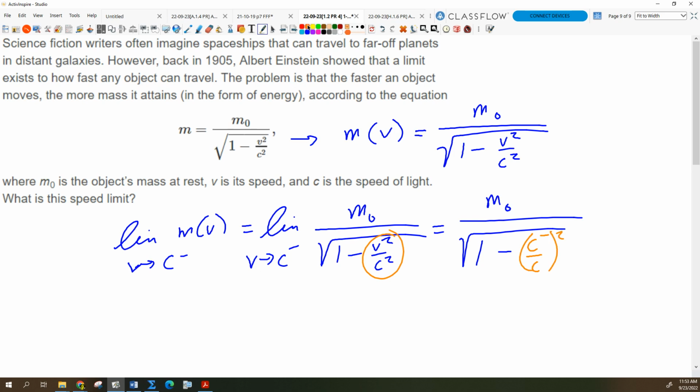We could square that. What's that going to give us? C minus divided by c is going to be what? A number slightly less than the speed of light divided by the speed of light is going to be what? Slightly less than 1. Agreed? Everybody get that? The numerator is going to be just slightly smaller than the denominator, which means the quotient is going to be slightly less than 1, right?